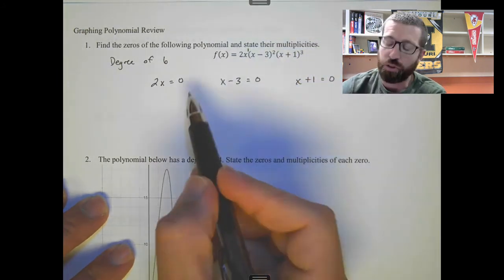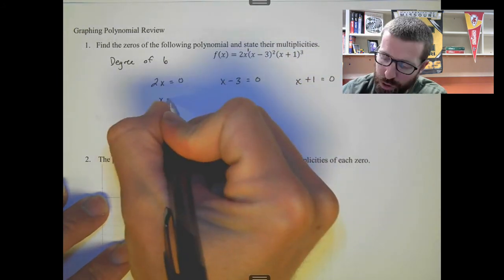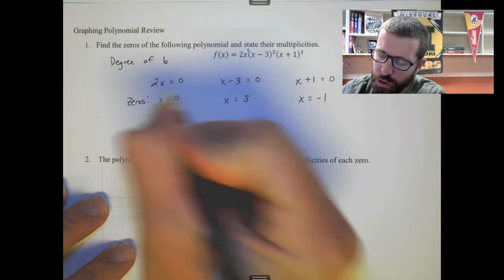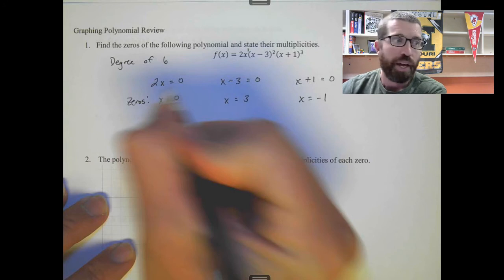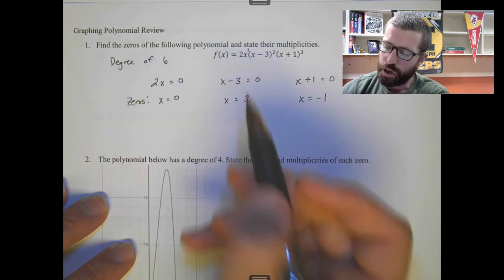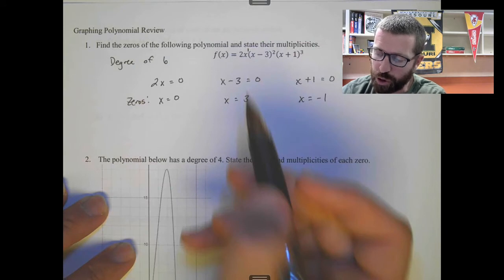So we set each factor equal to 0 and then solve. We get x is equal to 0, x is equal to 3 when I add 3, and x is equal to -1. So these are my zeros: x equals 0, 3, and -1. And then your multiplicities is just the number of times you use each factor. To get that, we look at the exponent.